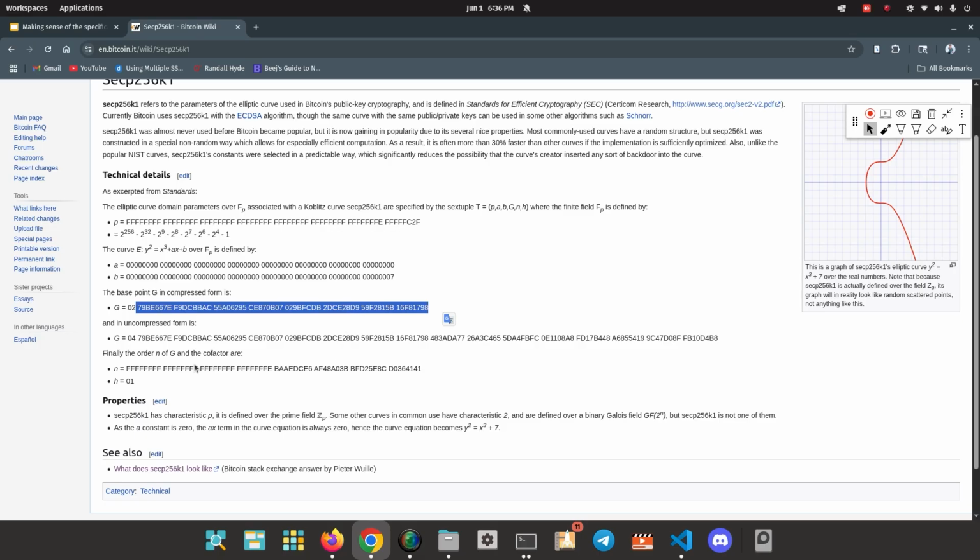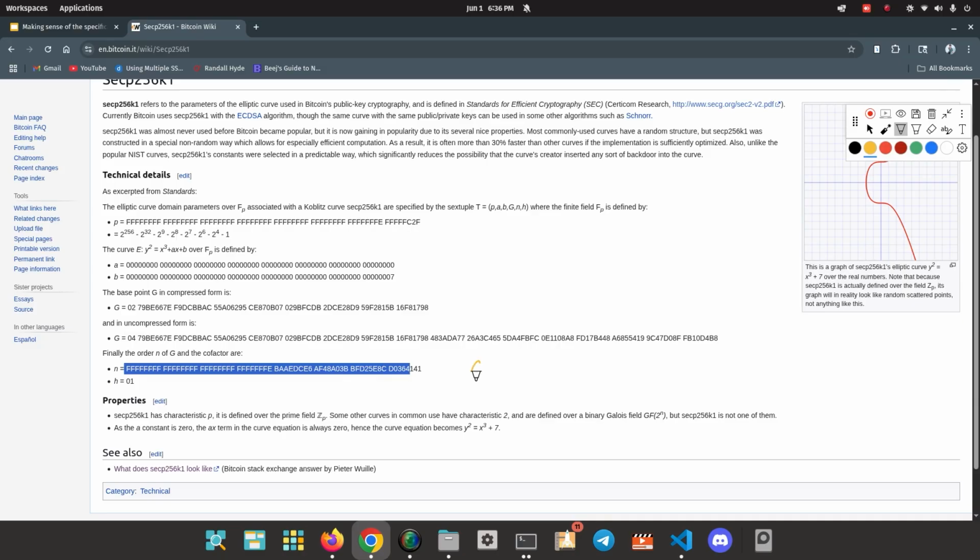This is in the hexadecimal representation. In the uncompressed form, this is the y value. The y value ends with 8, which means it is divisible by 2. It's an even number. It is randomly generated, and the order of this generator is this particular number. It means that when you take g to the power n, you can represent it in this form or as n times g. Both mean the same, because we are essentially computing g plus g till n times. We are doing elliptic addition. So when you add this g n times, you will get the point at infinity. That's the idea.